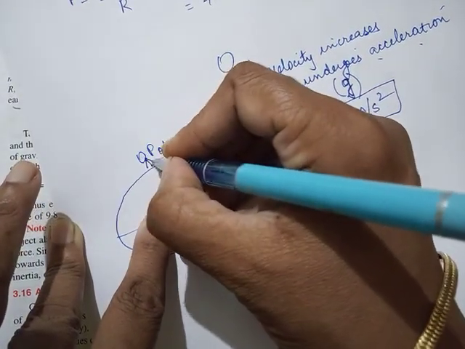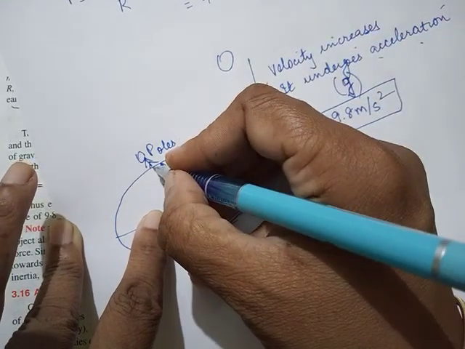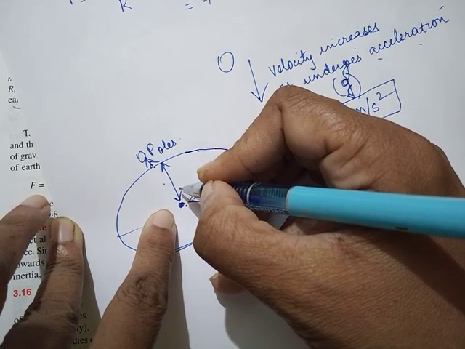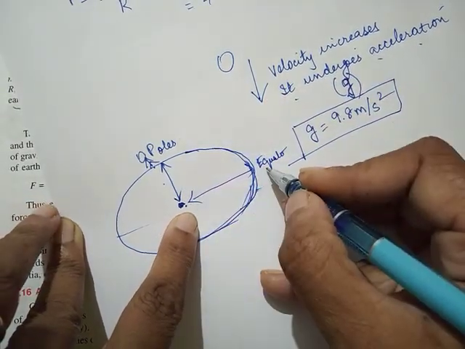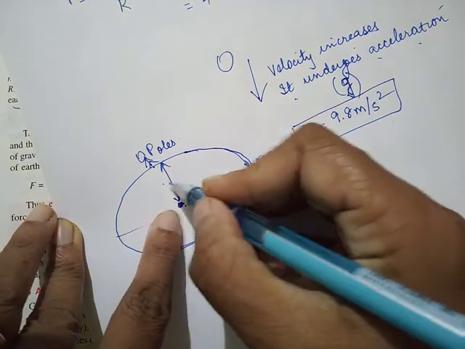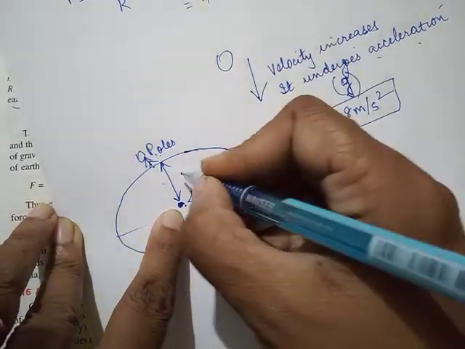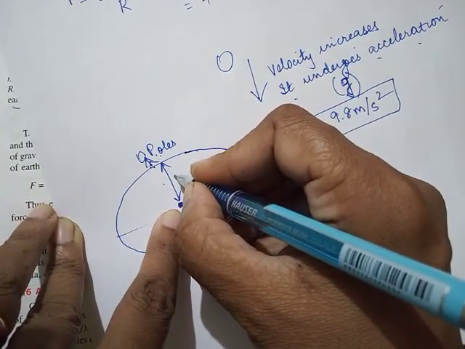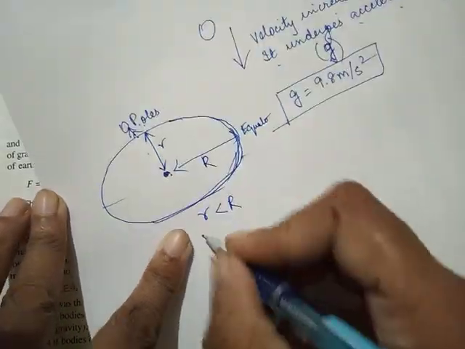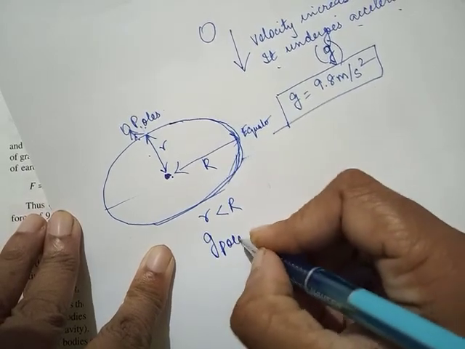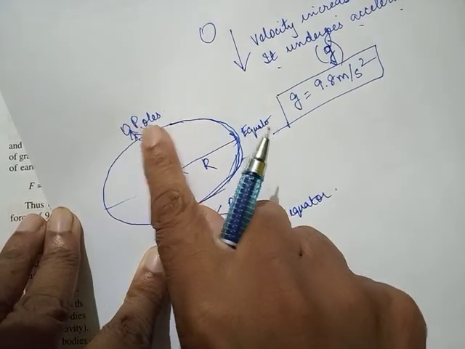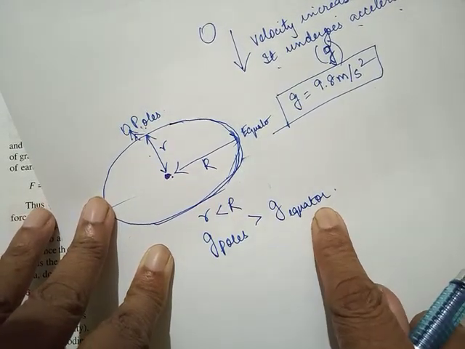So if a person lives at the North Pole or South Pole, the g will be less because he is much closer. No, it will be maximum at poles because of the inverse relationship with distance. So let's take this is r and this is capital R. You know that r is less than R. So g at poles is greater than g at equator. Acceleration due to gravity at poles is greater than acceleration due to gravity at equator.